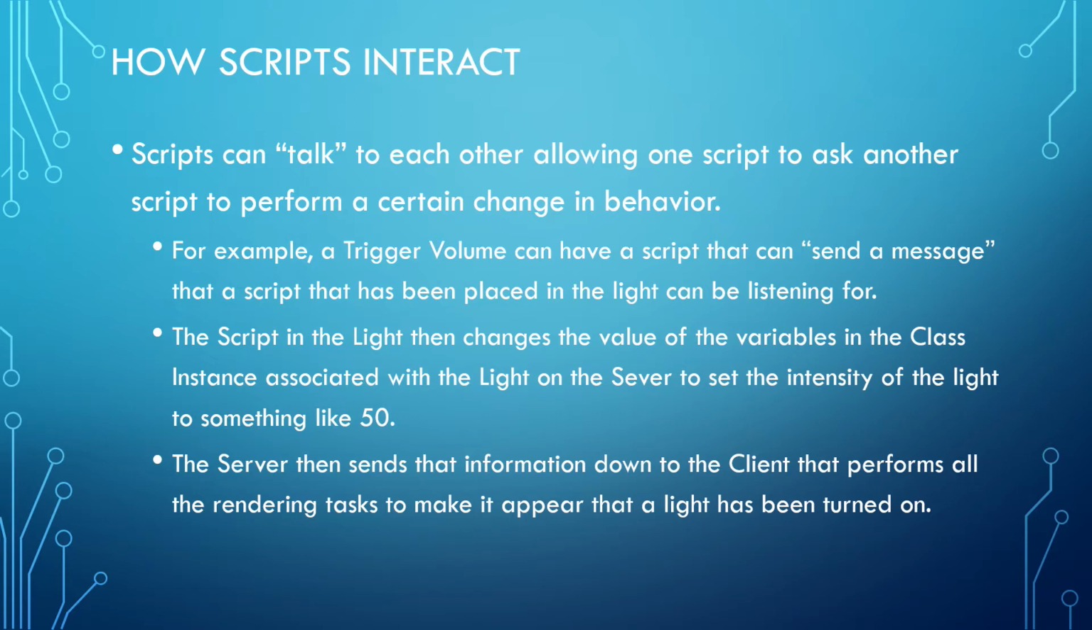So basically what's happening there is the trigger volume sends a message at the server, and the script which is running for the light on the server is listening to it, and then when it decides what to do, it sends the information down to the client to change what the light does, turns on or off. That's part of the regular client-server relationship.